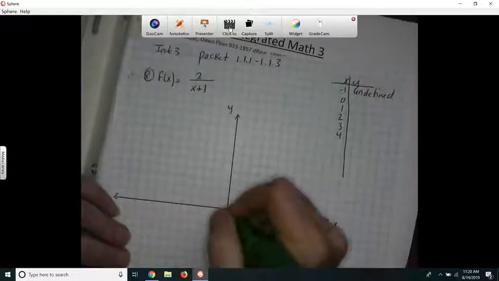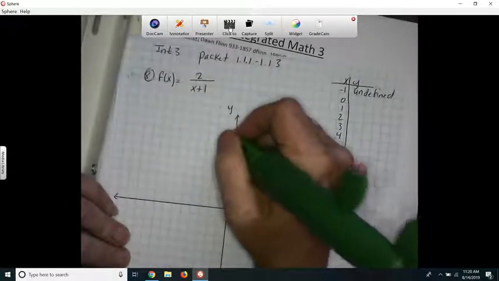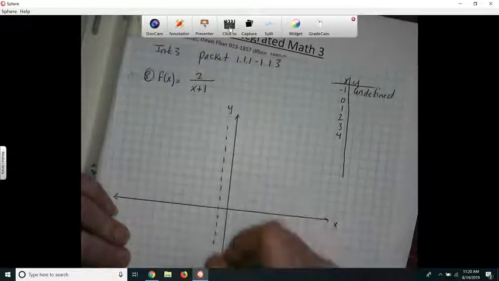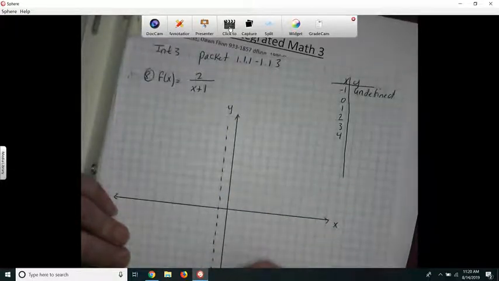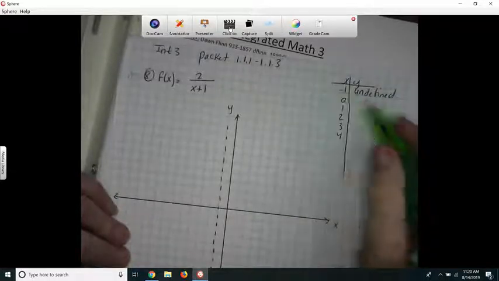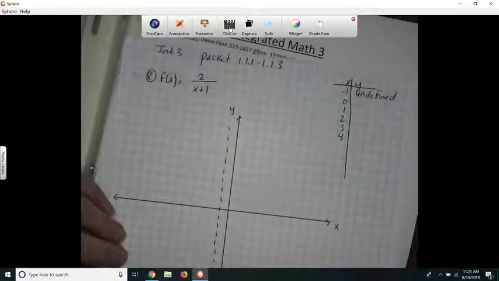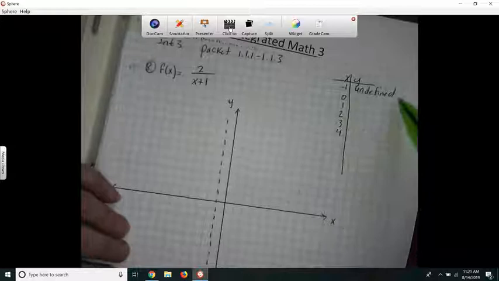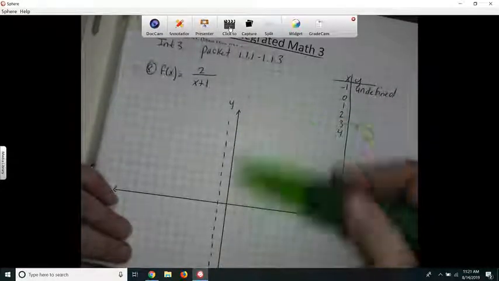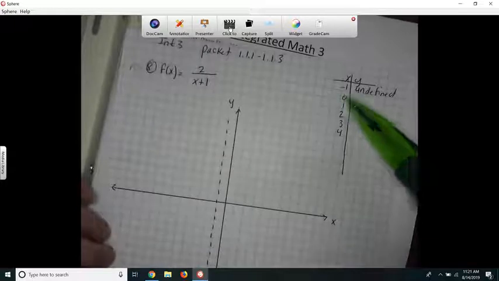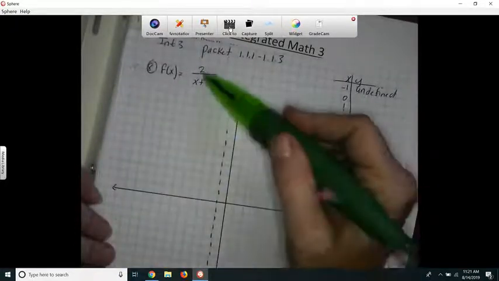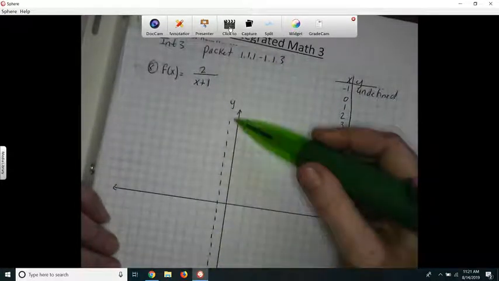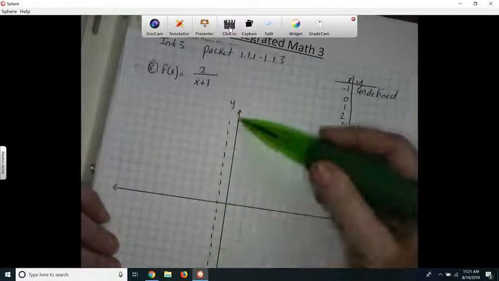And that's probably what makes this a little bit of a confusing graph for you, because whenever a function is undefined, that means there's some x value that you're not allowed to plug in. We can't divide by 0, right? It gives you 2 over 0. So that means on the graph, there's not going to be any real points when x is -1, because it gives you a result that is undefined. So what we do is we just show it as a dotted line, and that is called an asymptote.